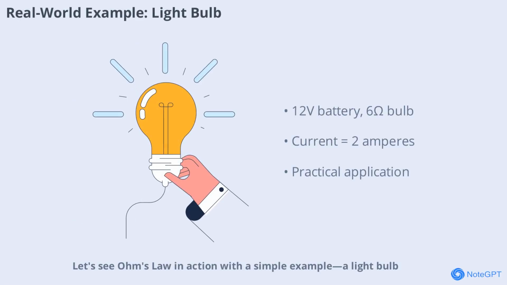See Ohm's law in action with a simple example: a light bulb. Suppose you have a 12-volt battery and a bulb with a resistance of 6 ohms. Using the formula I equals V over R, you divide 12 by 6 to get 2 amperes. This tells you how much current flows through the bulb. Understanding this relationship helps you choose the right bulb and battery for your needs, ensuring safe and efficient operation.